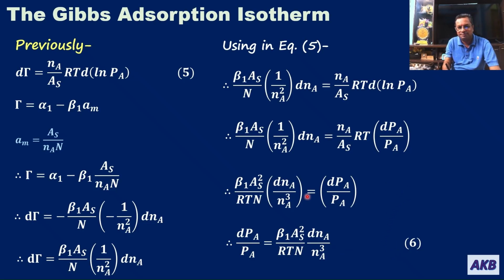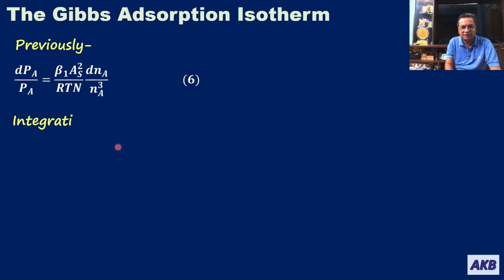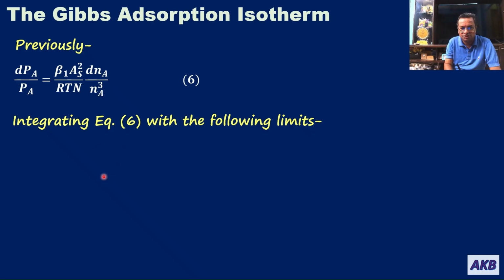Let us move ahead. Previously we got dPa upon Pa is equal to beta 1 As square upon RTN into dNa upon Na cube. That was equation number 6. Now the task is to integrate this equation. And for integrating equation number 6, we need to use some limits. What are the limits? Let us understand.